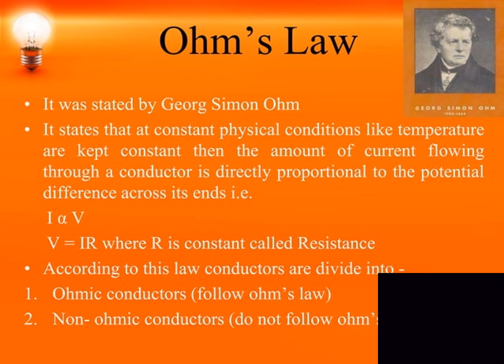So that is what it is telling. I is directly proportional to V. Okay. How much current we are getting, that much work will be done. So V equals IR, where R is called resistance. R is the resistance. V equals IR and I is directly proportional to V. This is the law stated by the scientist called Ohm. According to this law, conductors are divided into two types. One is ohmic conductors and the other is non-ohmic conductors.